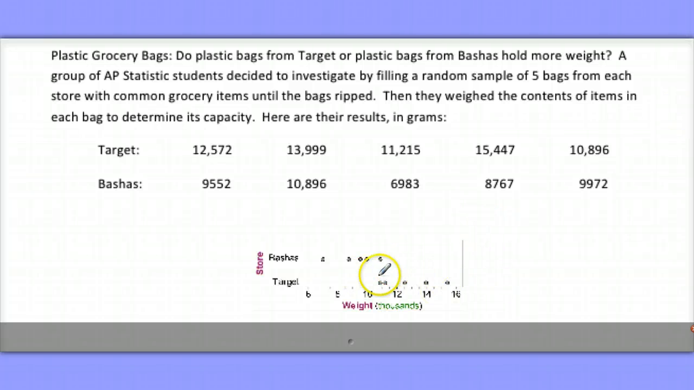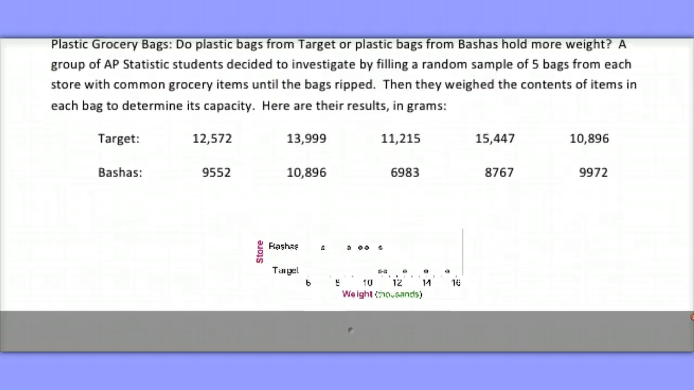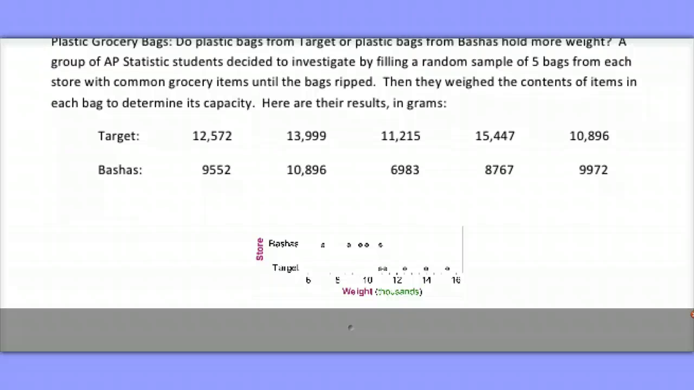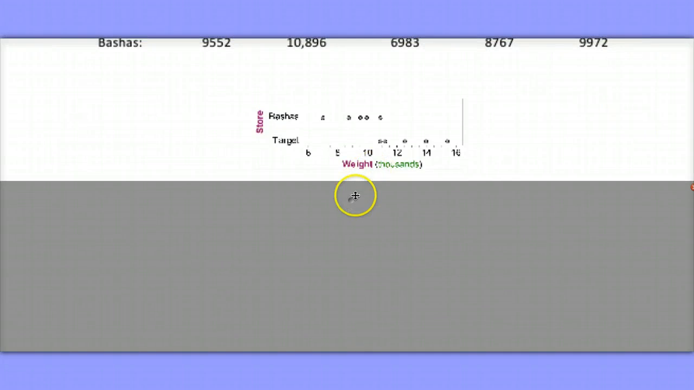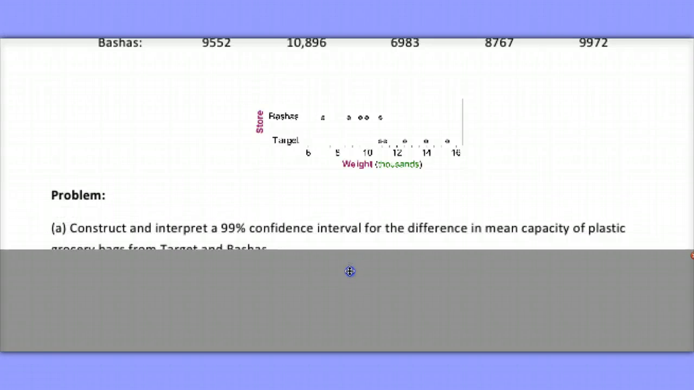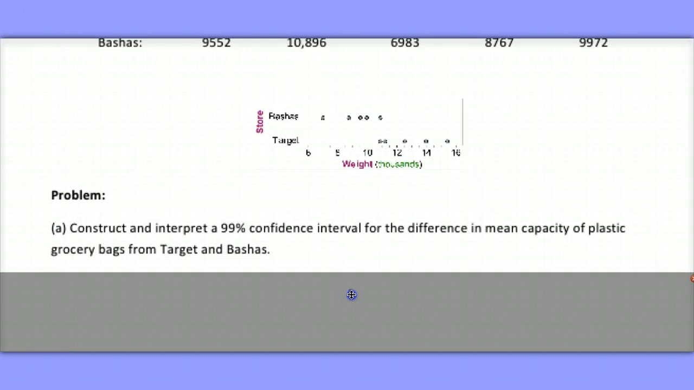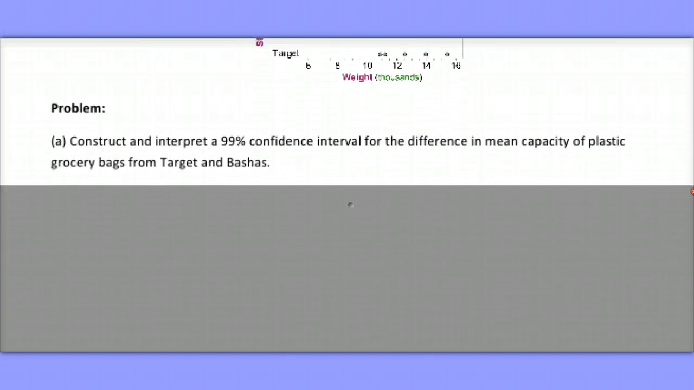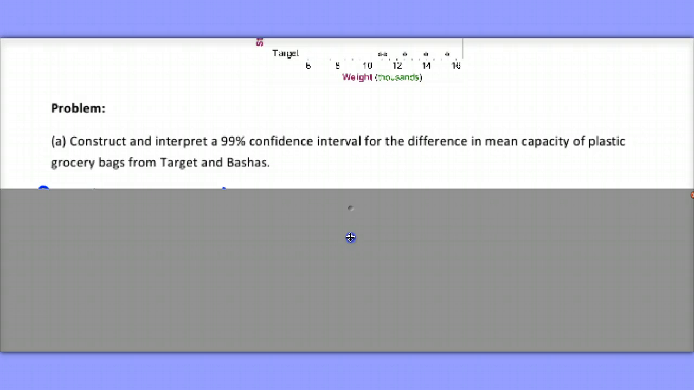There's quite a bit of variability here between the two bags, and notice the distributions actually do overlap. But the question is, what is the difference between the weights of the bags in terms of a confidence interval? It does look like Target holds more, but how much more? So let's take a look at this. We're going to construct and interpret a 99% confidence interval for the difference in mean capacity of plastic grocery bags from Target and Bashaw's.